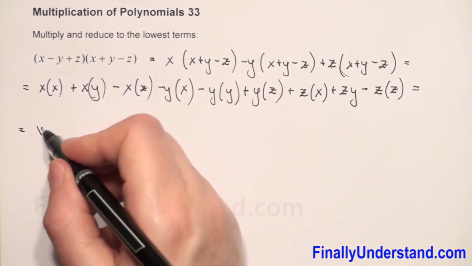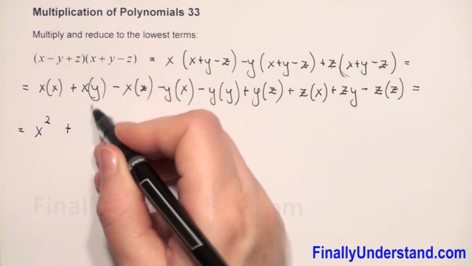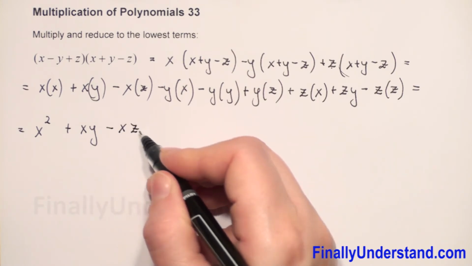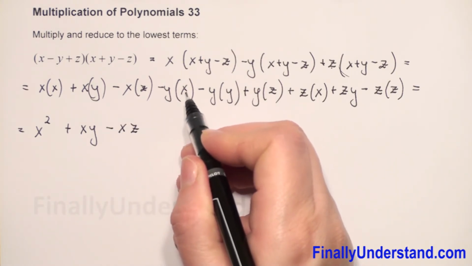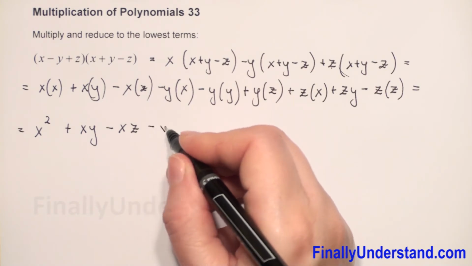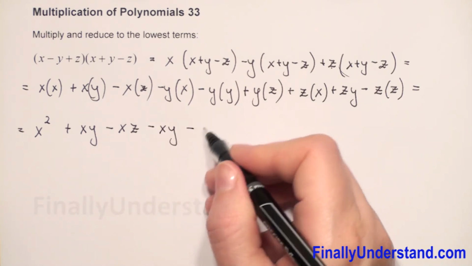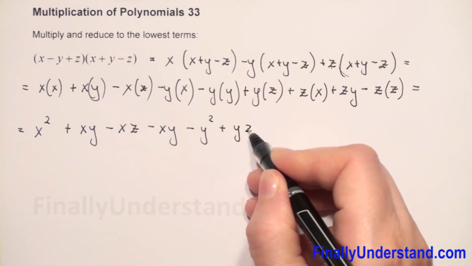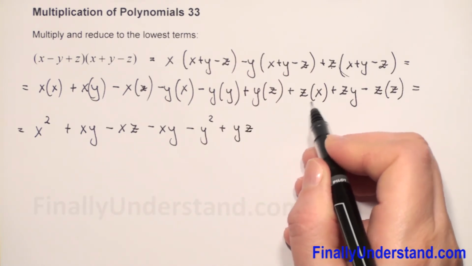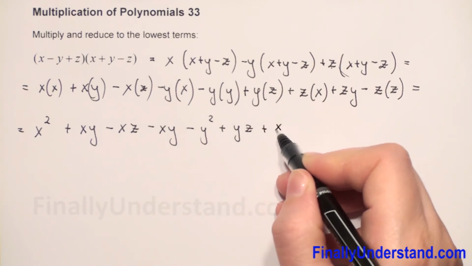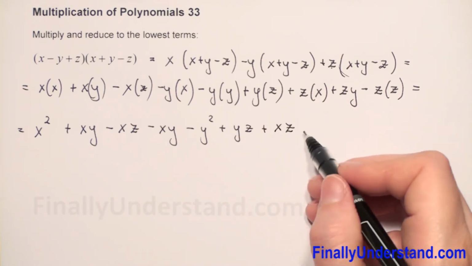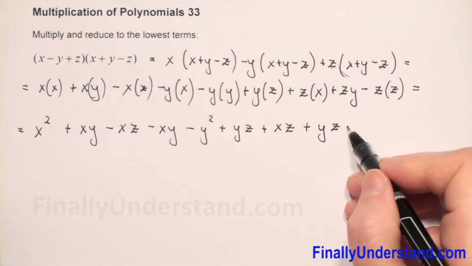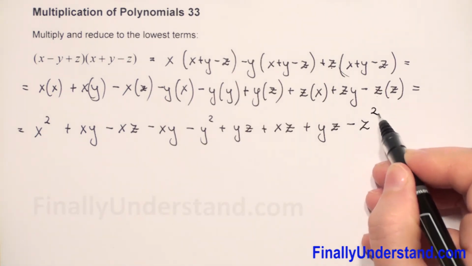x times x gives me x squared plus x times y is xy. Next we have negative xz. First I will put variable x, next y, minus y times y is y squared plus, next we have yz. Next I will write first x, next z, and we have plus, again I will write y, next z, and we have negative sign. z times z is z squared.